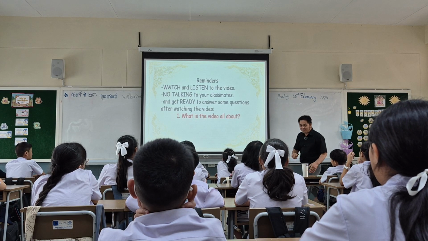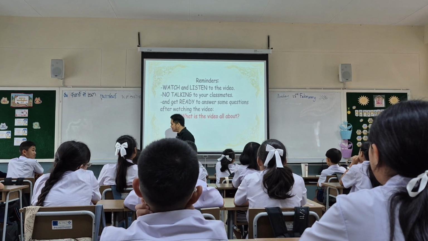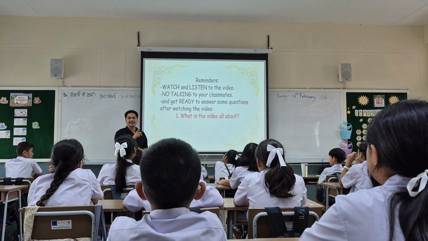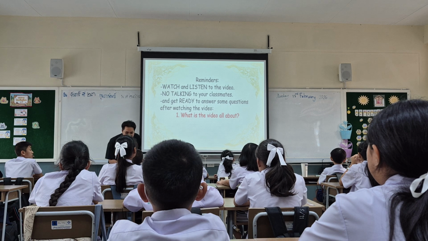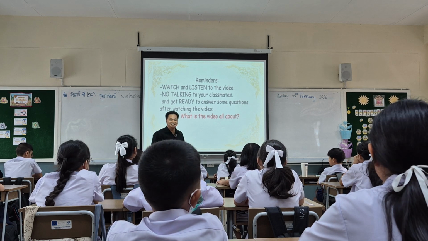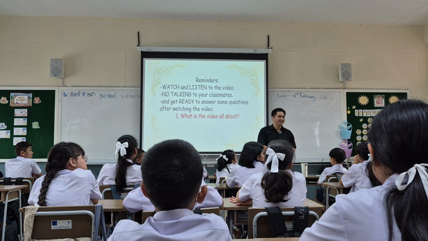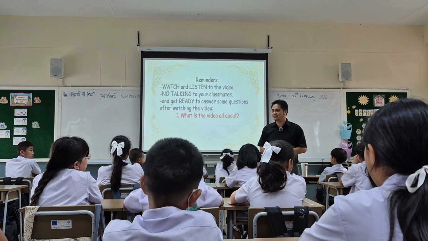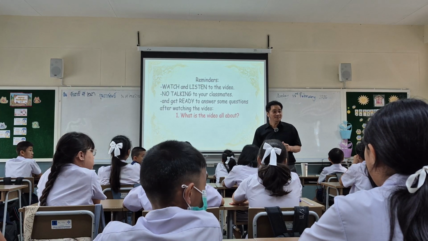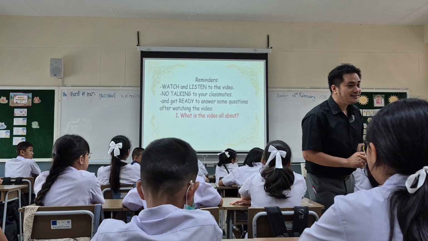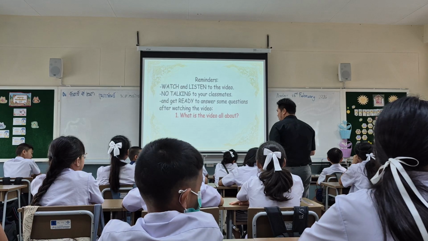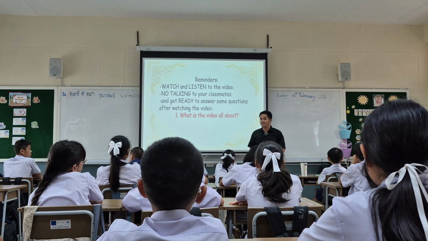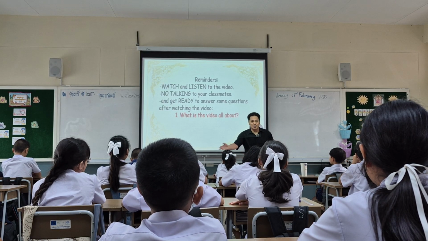Okay, so let's answer this question. What is the video all about? About genes. What else? DNA. Very good. Anyone? Okay, parents and offspring. Okay, what else? Reproduction. Okay, so reproduction. What else? So it's about inheritance, genes, characteristics, traits. Okay, you are all correct.